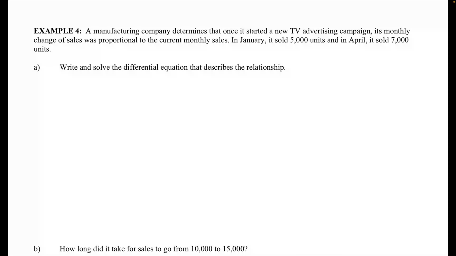Okay, so number 4. So we left off on number 4. A manufacturing company determines that once it's started a new TV advertising campaign, its monthly change of sales was proportional to the, so there's our, doesn't say directly proportional, but it says was proportional to the current monthly sales, okay? So in January, it sold 5,000 units, and in April, it sold 7,000 units. Write and solve the differential equation that describes the relationship.